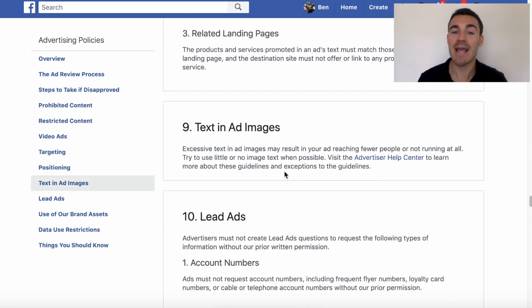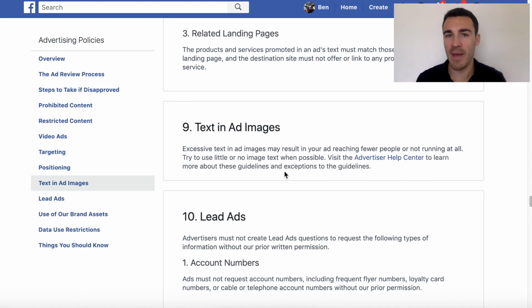The next one is text in ad images. A couple of years ago, Facebook had a rule: if you had more than 20% of your ad image covered in text, you can't run the ad. Now they have reduced the restriction on that. Yes, you can have more text in your ad, but I wouldn't recommend it because they will restrict your reach. It's better just to abide by that rule. Make sure that your Facebook ad image doesn't contain more than 20% text.